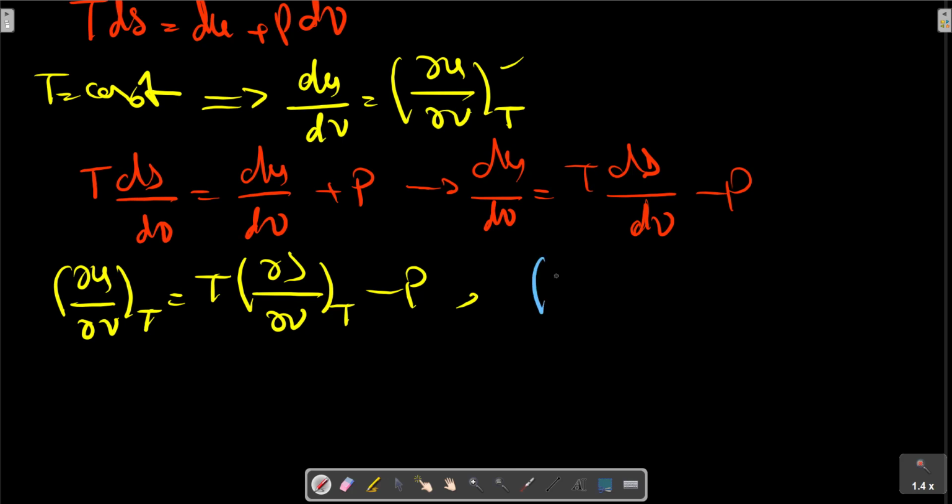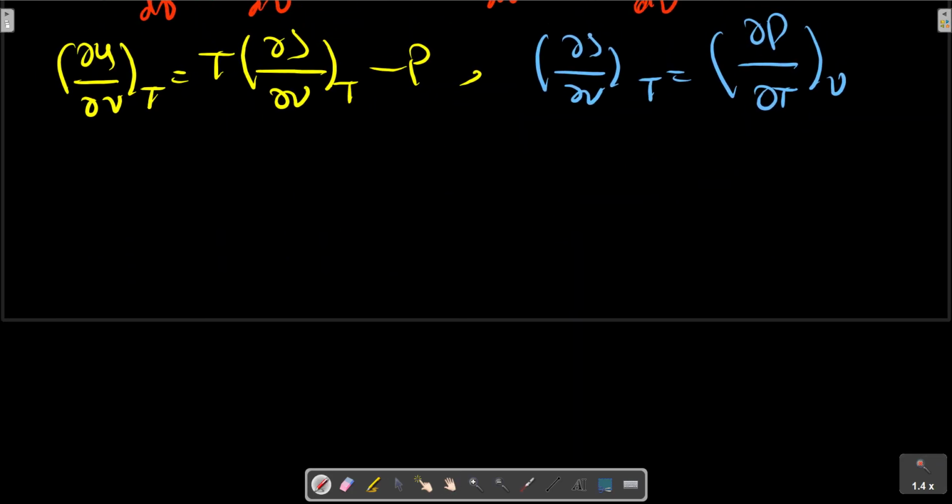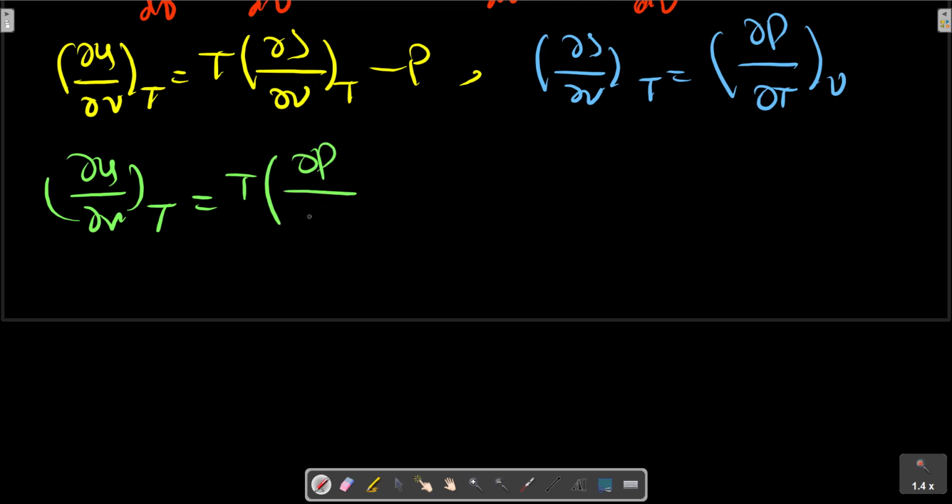From the Maxwell relations, ∂S/∂V at T constant equals ∂P/∂T at V constant. So if we replace it, we can obtain a new relation which says ∂U/∂V at T equals T ∂P/∂T at V minus P. Let me write the final relation here.